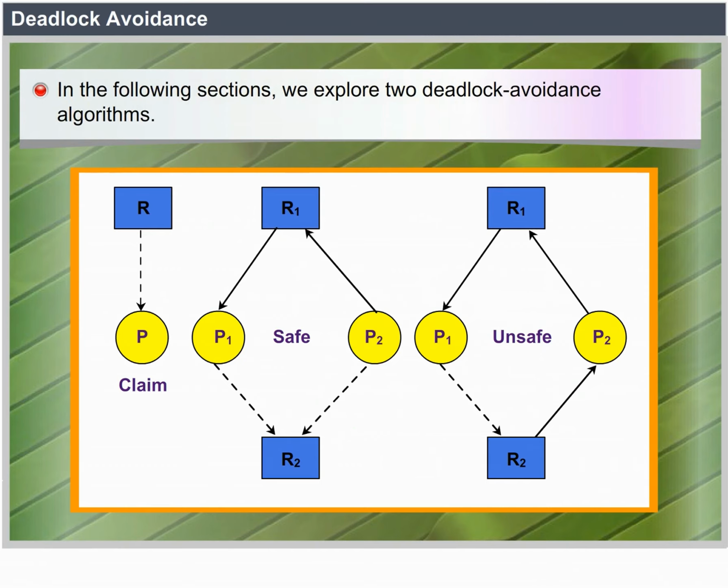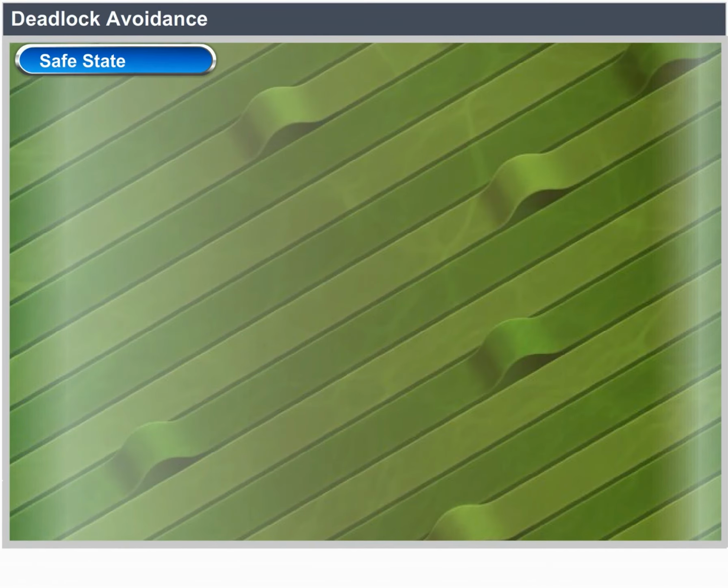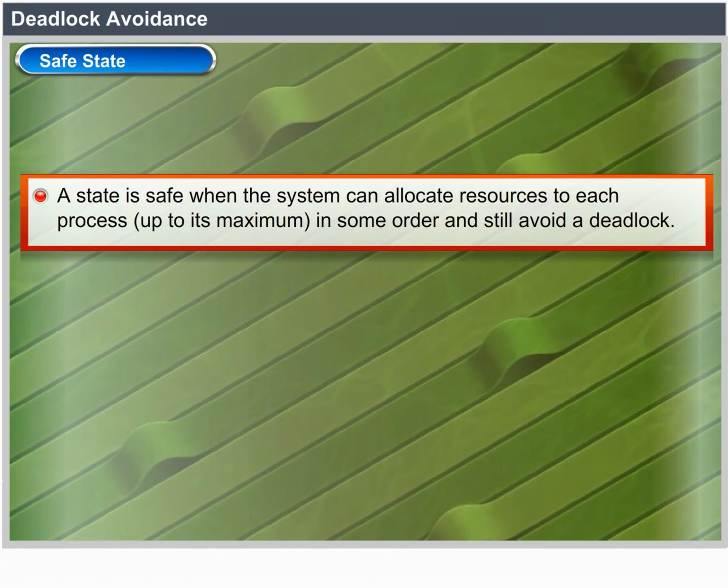Safe state. A state is safe if the system can allocate resources to each process up to its maximum in some order and still avoid a deadlock.